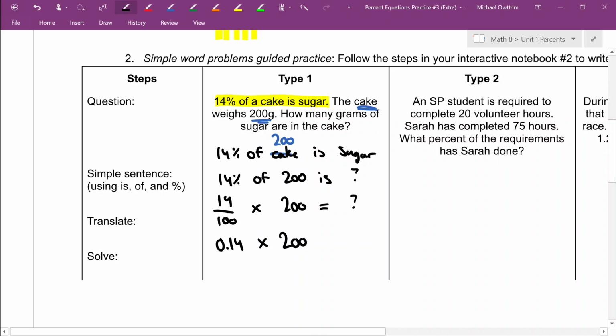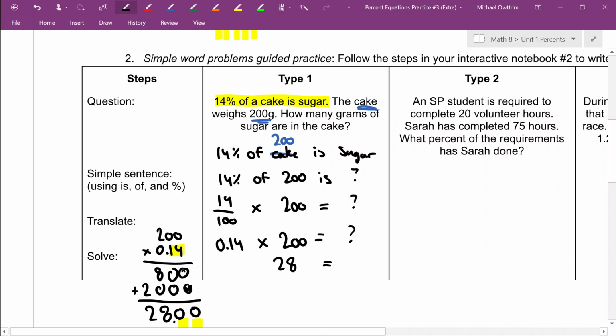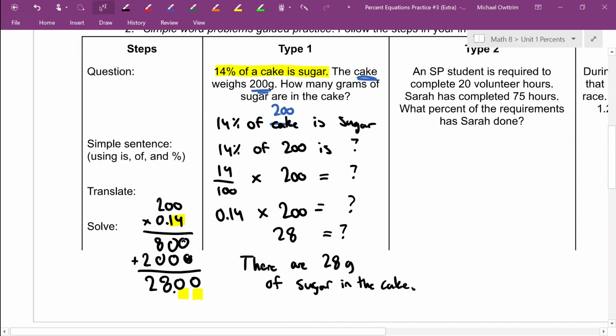You can, of course, long multiply that out if you need to. So we'll go 200 and 0.14. 4 times 0, 4 times 0, 4 times 2. Placeholder 0, 1 times 0, 1 times 0. Oops, those are zeros. And 1 times 2. Add, you get 0028. 2 digits of dots, 2 digits of dots. And we can say that 28 is equal to our question mark. And so we'll say there are 28 grams of sugar in the cake. Now let's tidy that up a bit.